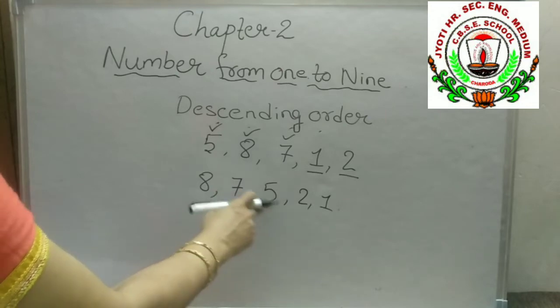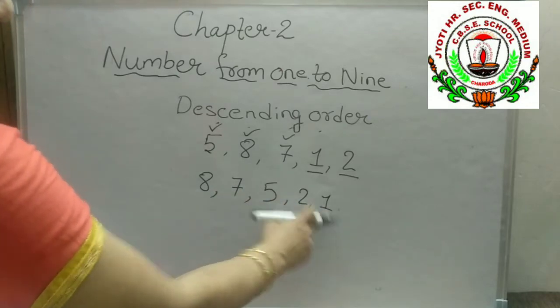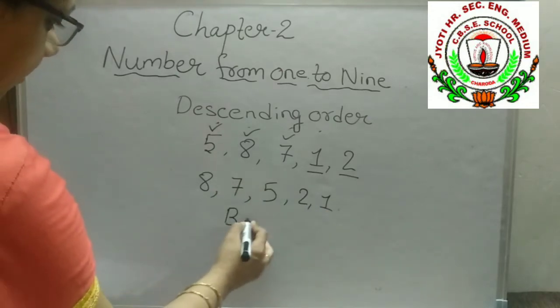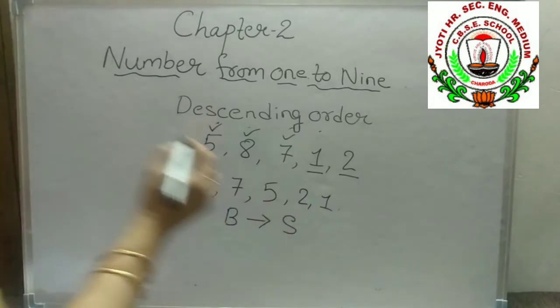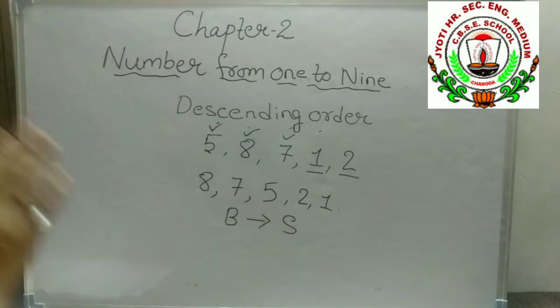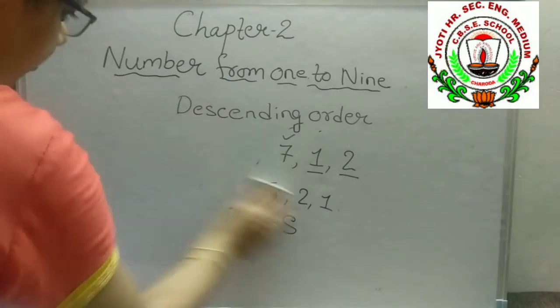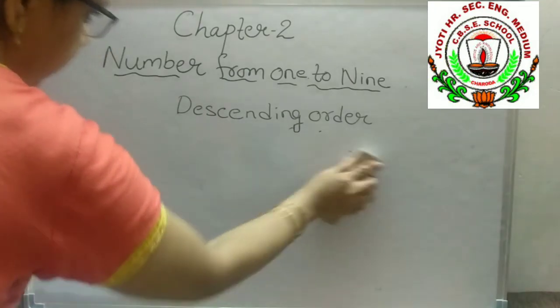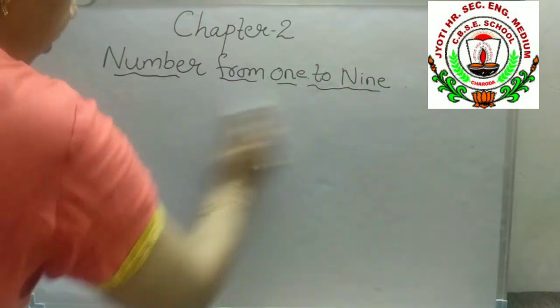Then next smaller, smaller and then smaller. So we are arranging the numbers from bigger to smaller. In descending order, we are arranging the numbers from bigger to smaller.